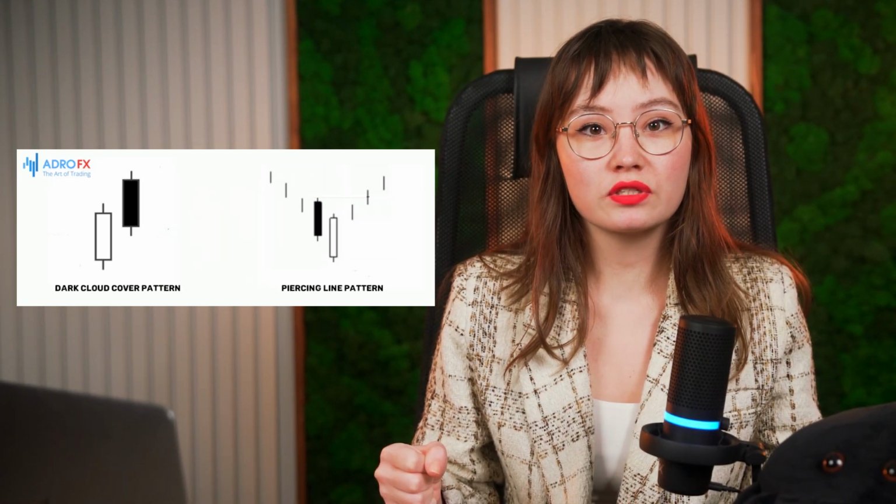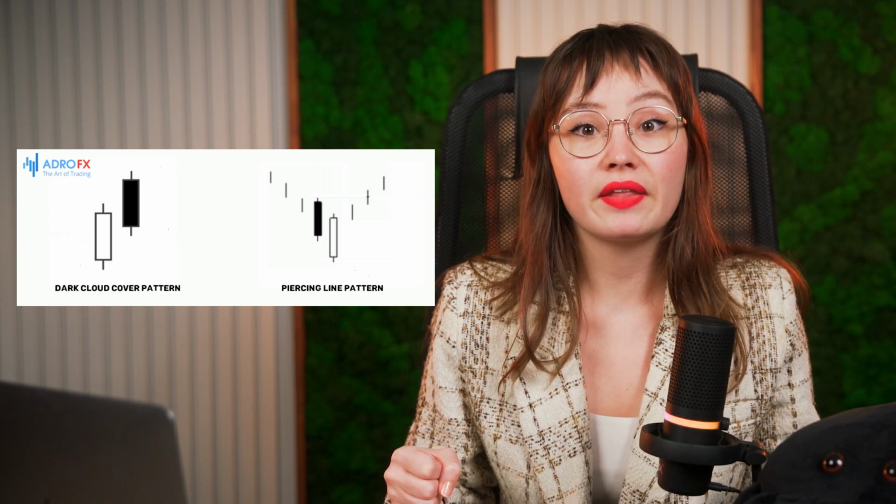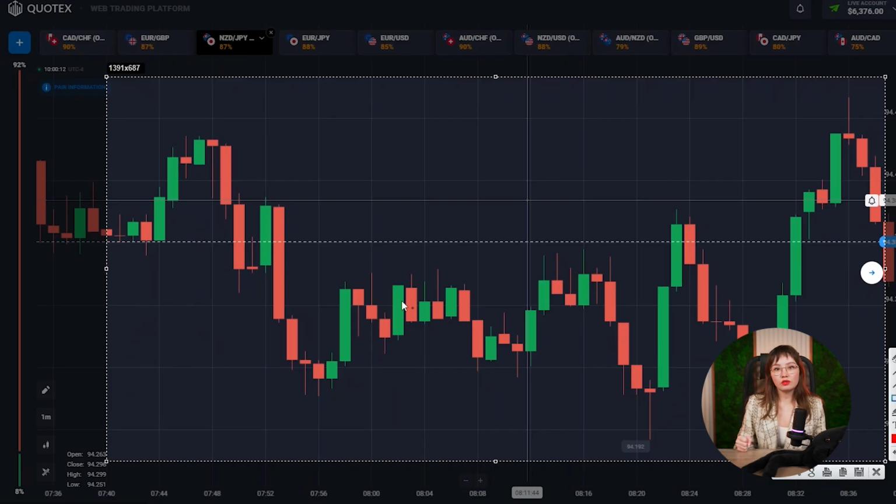I had the next strategy on the agenda, where we use the rails pattern. It's a very simple combination of two candles that are directed in different directions. They are called rails because they run parallel to each other. They are also jokingly called twigs. In the trading terminal, the situation looks like this.